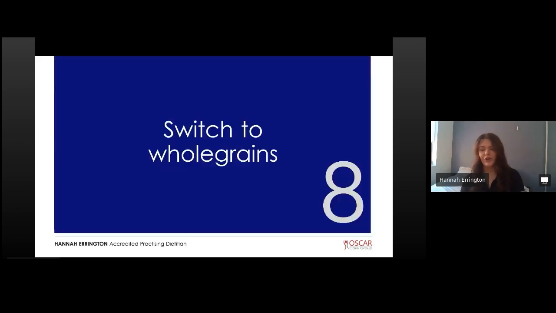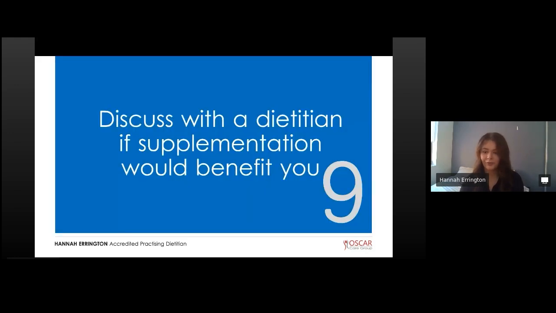Switching to whole grains, so whole grain bread over white bread, brown rice over white rice, whole grain cereals using things like quinoa, couscous, and rolled oats in your diet. That's not to say that things like white rice are just automatically super bad for you, but using brown rice is better for your gut. It's got more of that prebiotic fiber, it's got more overall nutrients. So using whole grains instead is a really good way to help balance out that bacteria in the gut and keep it nice and healthy.